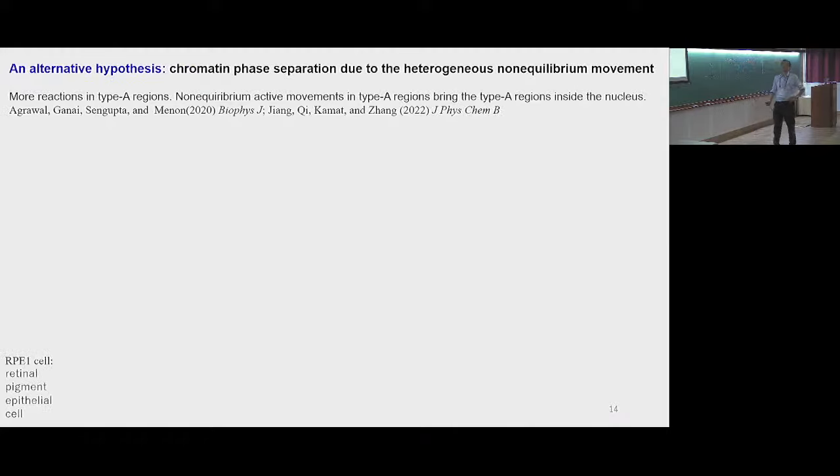An alternative hypothesis proposed was a non-equilibrium active force. The more reactions take place in type A regions, such as transcription and replication, the released free energy after the reactions should move type A domains more vigorously. So we have an inhomogeneous distribution of the movement. That kind of active force should bring the type A region inside the nucleus.